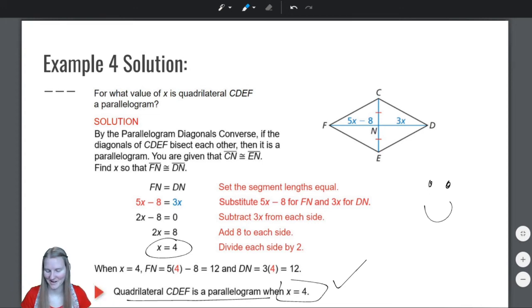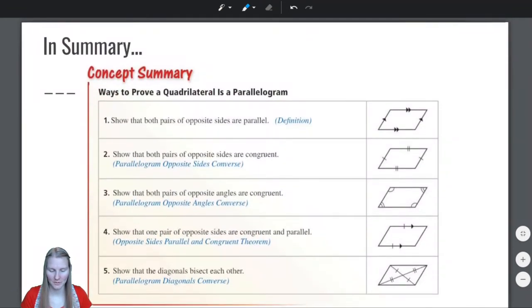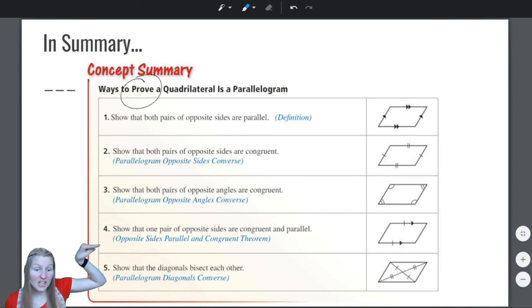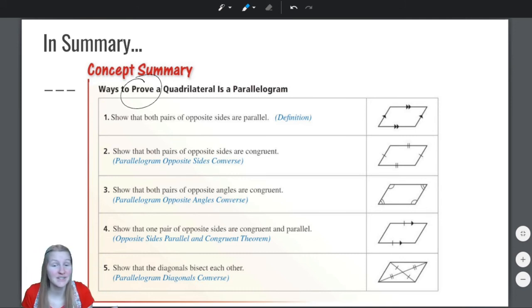Yay! All right. So, a little summary. All of the ways that you can prove a quadrilateral is a parallelogram. That you can show, yes, this shape right here, whatever shape we're talking about, this is a parallelogram because... So you can show that both pairs of opposite sides are parallel. That's the definition of what it means to be a parallelogram.